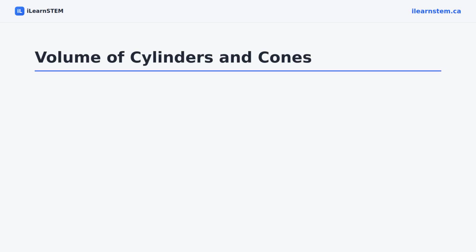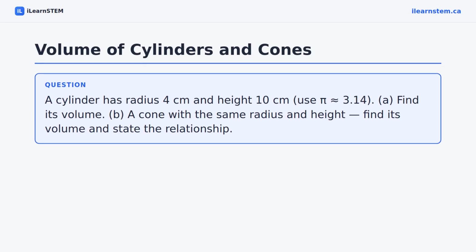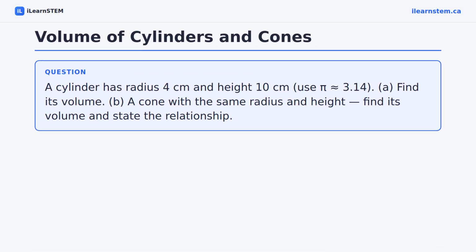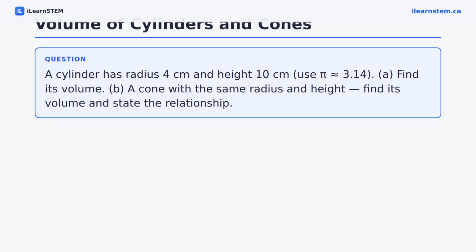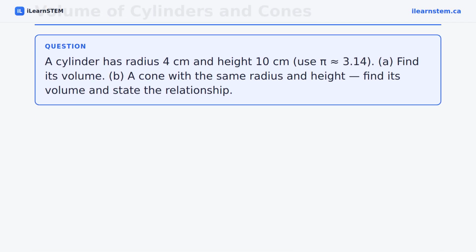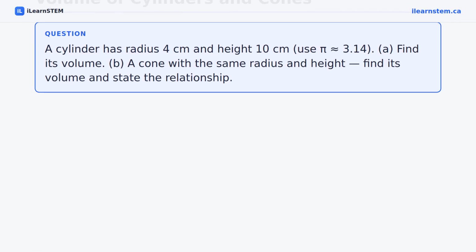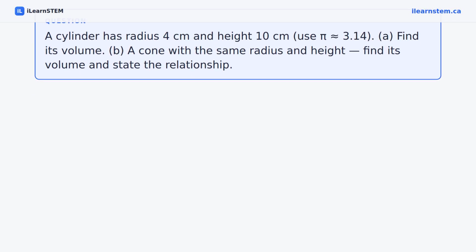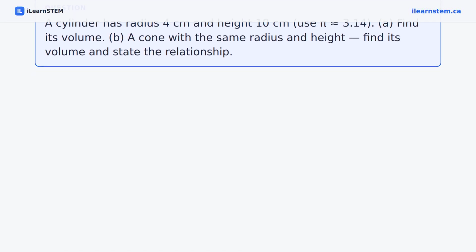We'll practice finding the volume of a cylinder and a cone with the same dimensions. Here's the problem. A cylinder has radius 4 centimeters and height 10 centimeters. Use pi approximately 3.14. Part A, find its volume. Part B, a cone with the same radius and height. Find its volume and state the relationship.